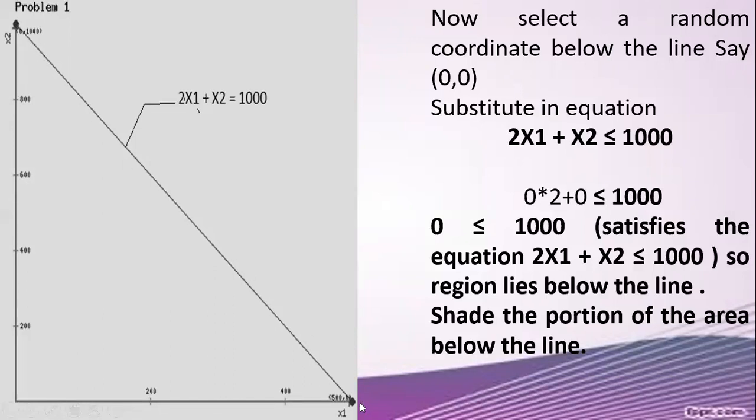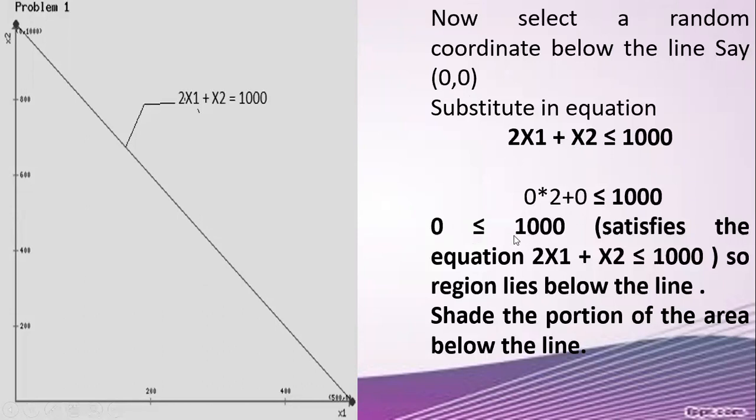Now connect these 2 points using a straight line. So this is the equation 2x1 plus x2 equal to 1000. After plotting this line, now consider any random coordinate below this line. I'll take the origin itself, 0, 0, that is lying below this line. Now substitute in this equation, 2x1 plus x2 is less than or equal to 1000. When I substitute the value of x1, x2 as 0, 0 will be less than 1000.